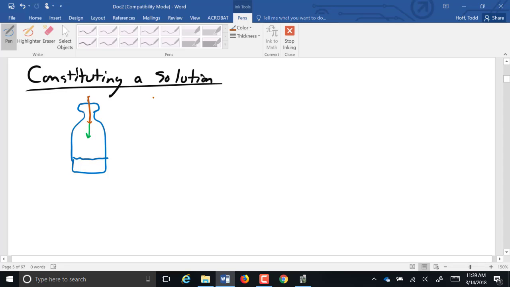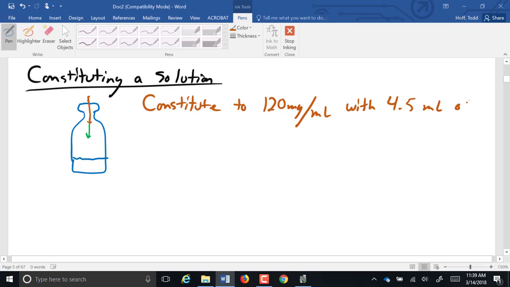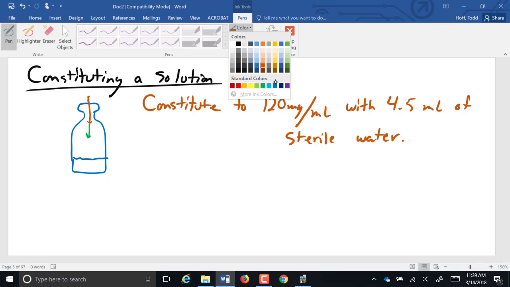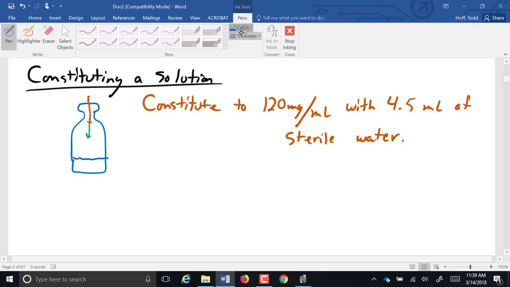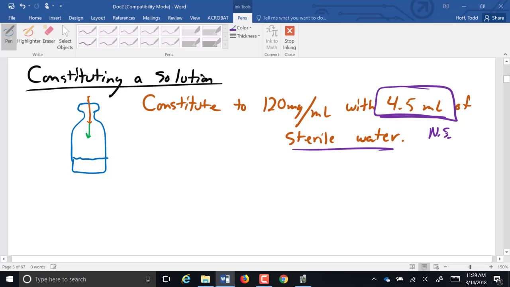So a label might say, constitute to 120 milligrams per milliliter with 4.5 milliliters of sterile water. Well, there is a lot of information here. The first is you're going to have to add 4.5 milliliters of sterile water, or our normal saline that we've been calling it, to that vial to finish this solution.